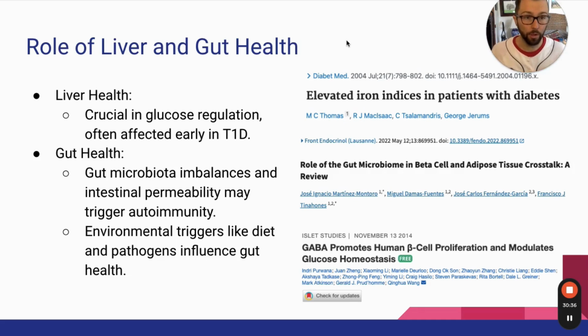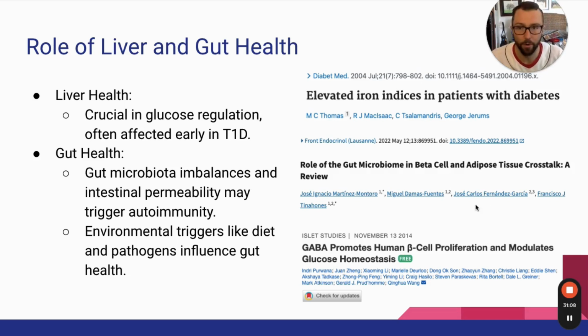And when you look at some of these paper titles here, elevated iron indices in patients with diabetes, that first one specifically correlates to the liver just because the liver is the site of iron recycling. That's one of my major focuses, iron recycling, the health of the liver being a determinant for beta cell vulnerability downstream of the toxins and inflammation that result from a compromised liver.